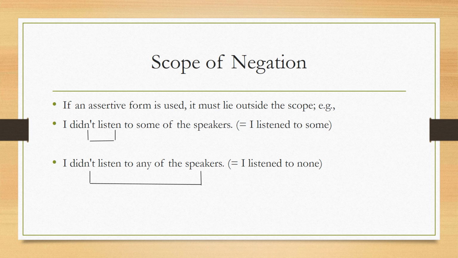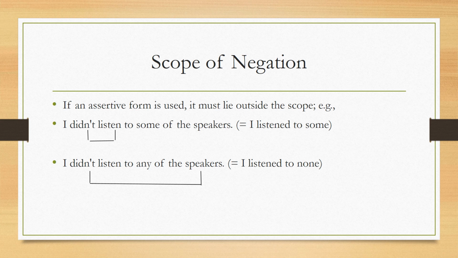For example, there are 10 speakers. I listened to some of those 10 speakers, for example 3 or 4 speakers. What about the other speakers of the 10? I didn't listen to them. So here there is an actual happening of listening to some of them, while not listening to the rest of the speakers.